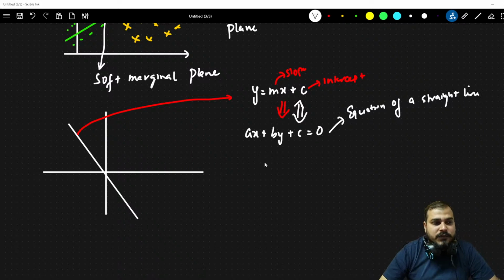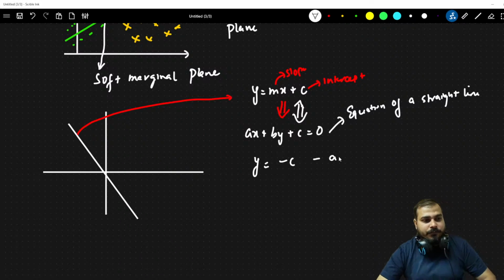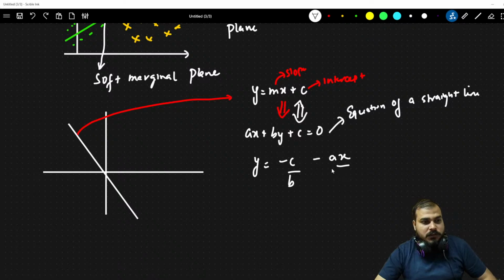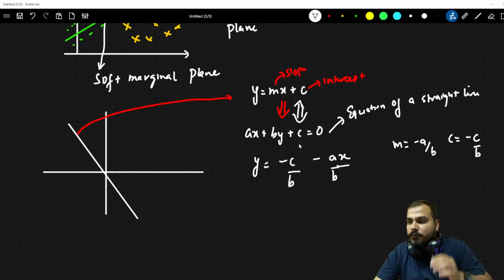See, if I try to prove this to you, if I take this equation and try to find out y, it will be nothing but minus c minus ax, and this will be divided by b. So here you can see that it is almost the same. In this particular case, my m value will be minus a by b, and my c will basically be minus c by b. So both the equations are almost the same.